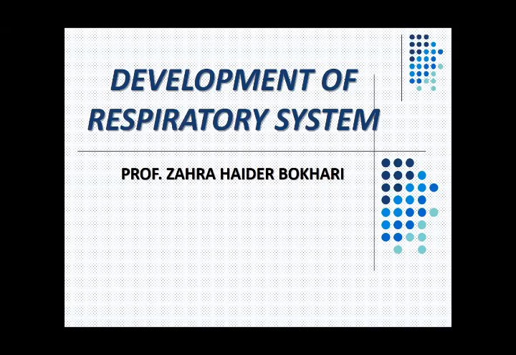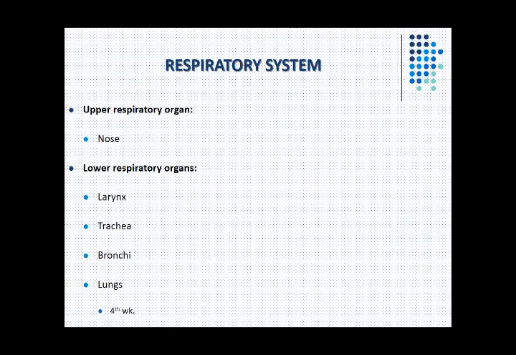अच्छा जी, respiratory system is divided into upper respiratory organs, उसमें nose है, and then you have lower respiratory organs जिसमें larynx, trachea, bronchi and lungs. ये सब lower respiratory organs में include होते हैं, and the development of the respiratory system starts at the fourth week of intrauterine life. So at the fourth week of intrauterine life, the respiratory system starts to develop.